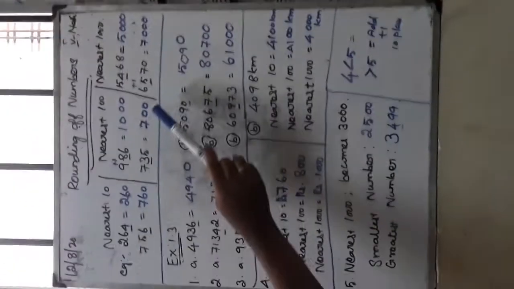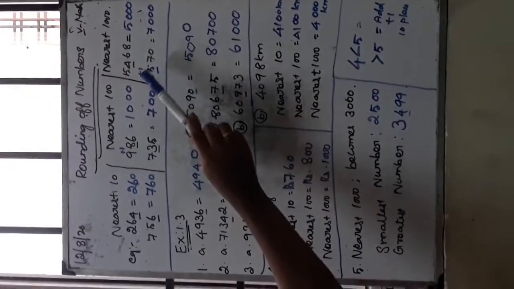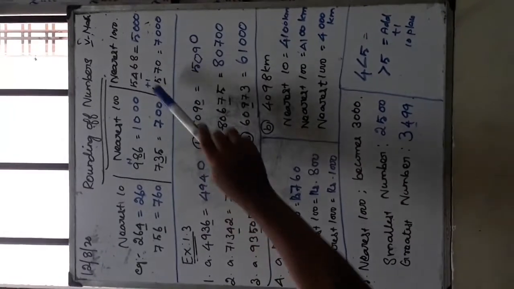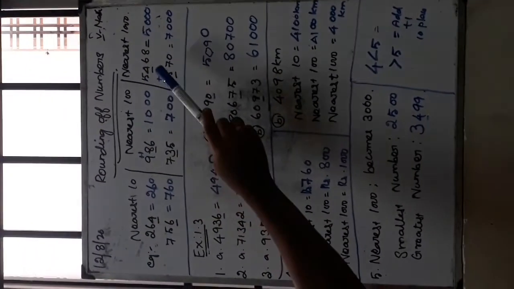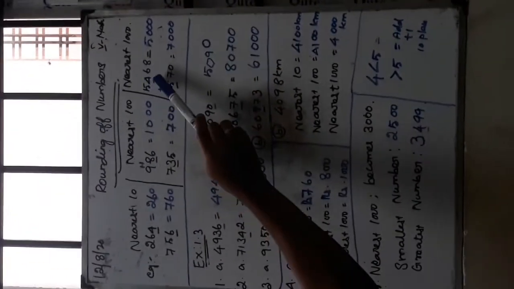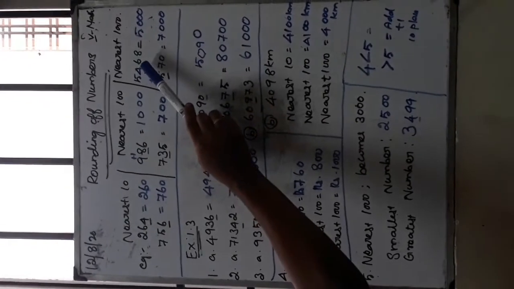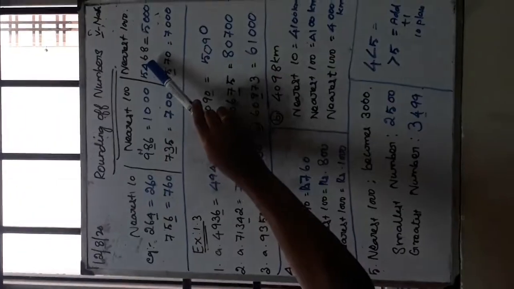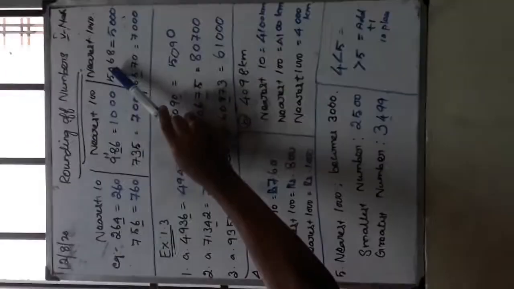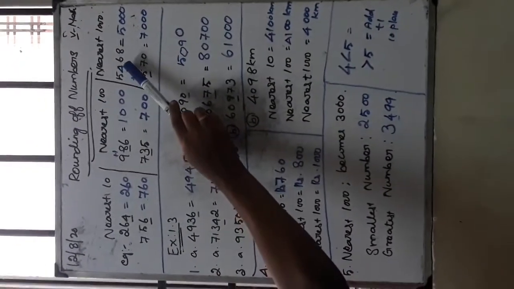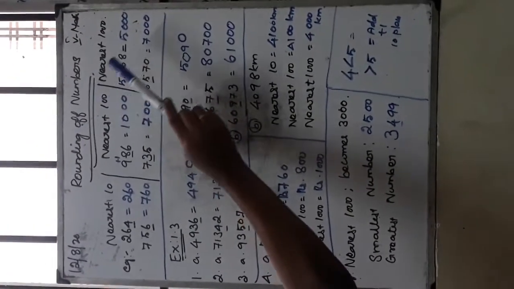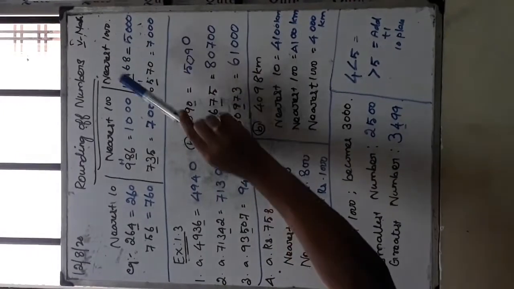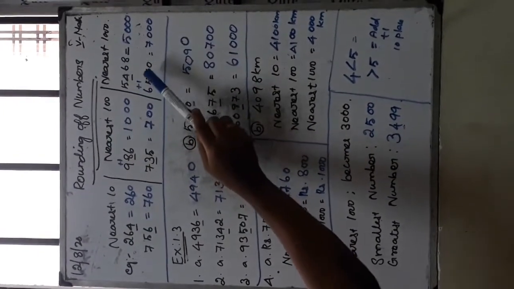Next one is nearest 1000. Here you put 000. In nearest 1000 you look at the hundreds place. The digit is 4. Is it greater than or less than 5? It is less than 5, so you write the same number. So 500. Next example is 6570.